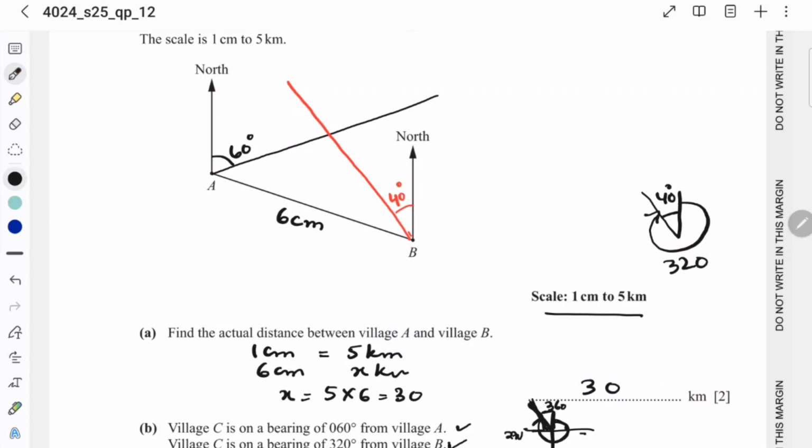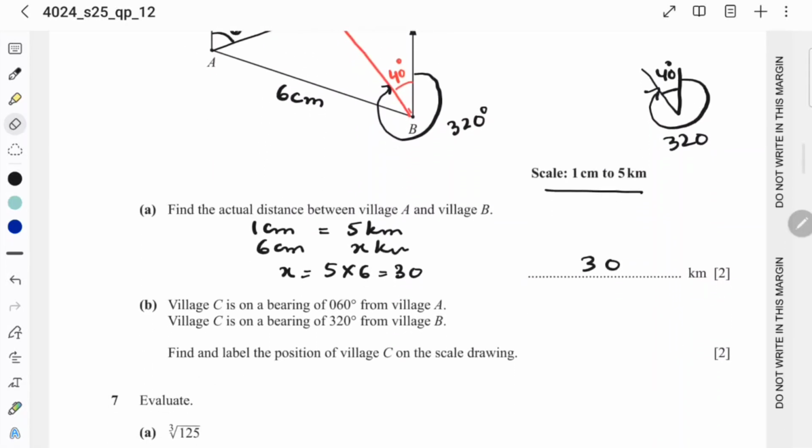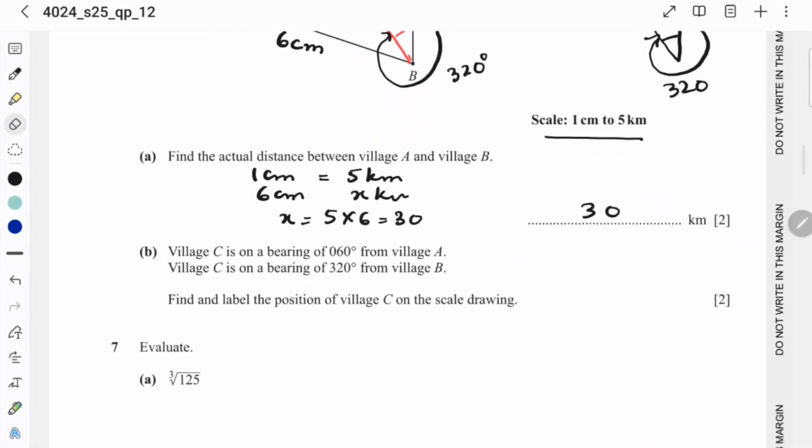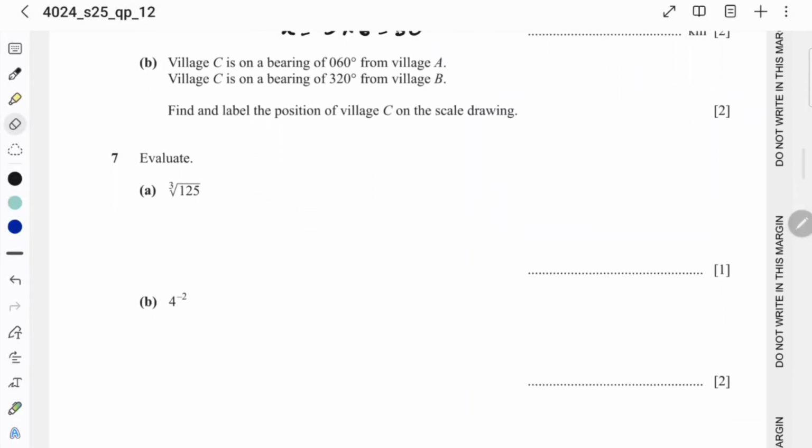Okay, so whenever I've made 40 degrees, this much will be equal to 320 degrees from B, and from A it is 60 degrees. So I have marked the position. This is the position C. I hope you understood. So in this question we have to use the protractor, and then make the angles 60 degrees and 40 degrees, and then we'll get the position of C. All right, find and label the position C. So we have done. Come to question number 7.